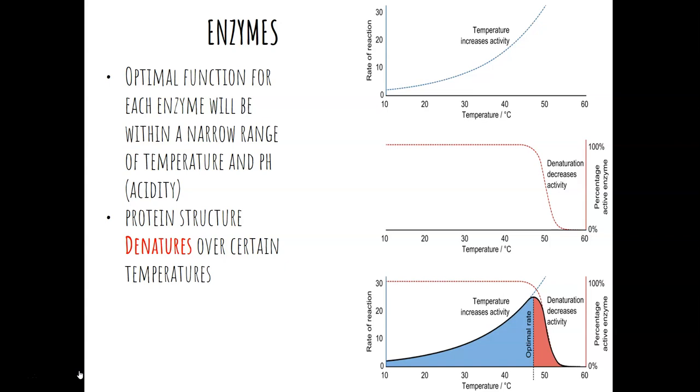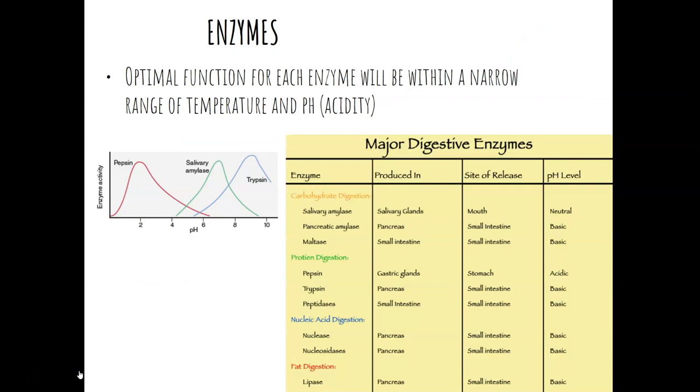being translucent to being a whitish color. The texture will change from being very soft to being more flaky, like a cooked fish. So you can actually cook things chemically with acid. So your optimal function for each enzyme is going to be within a very narrow range of temperature and pH.